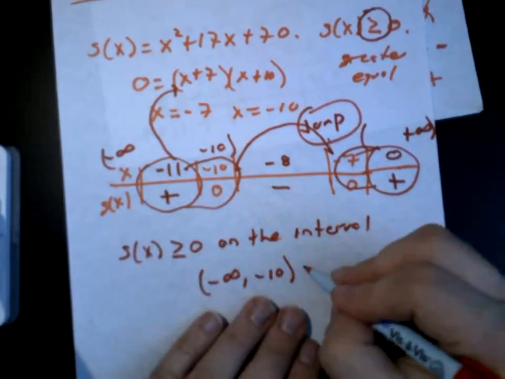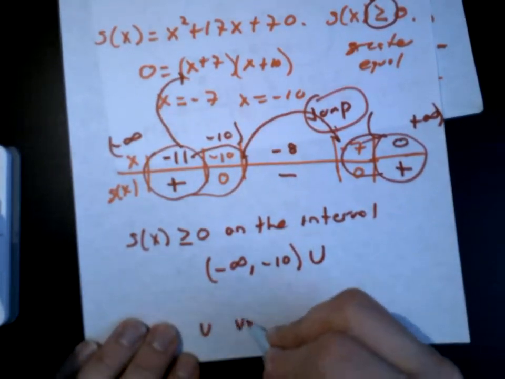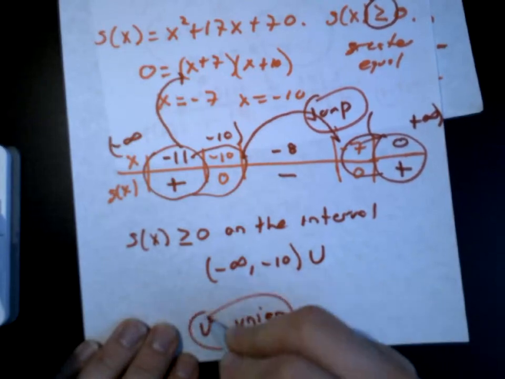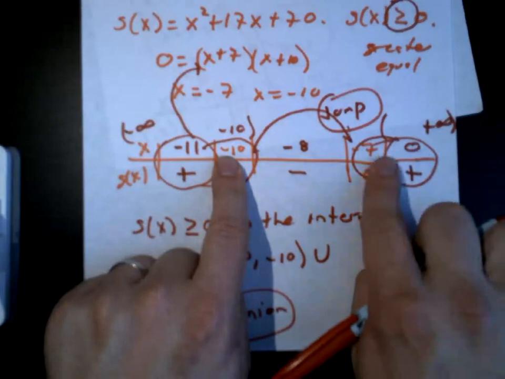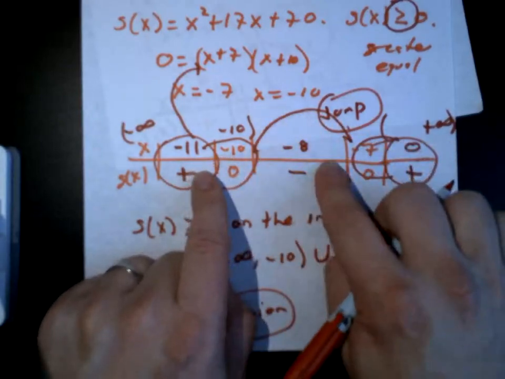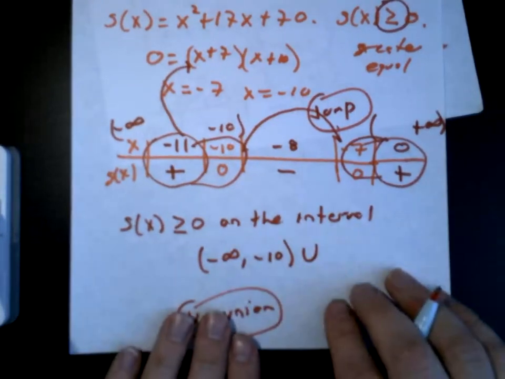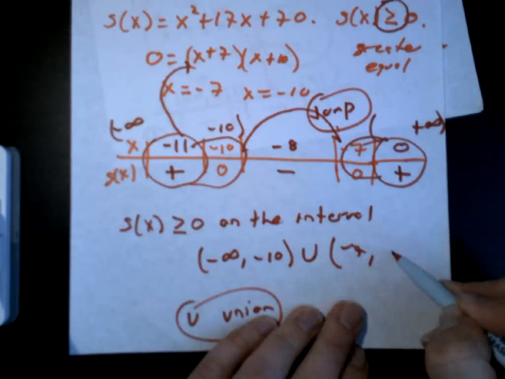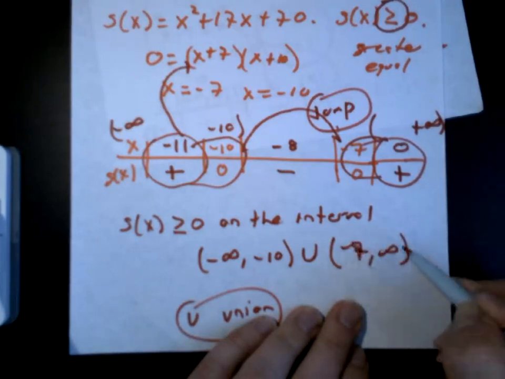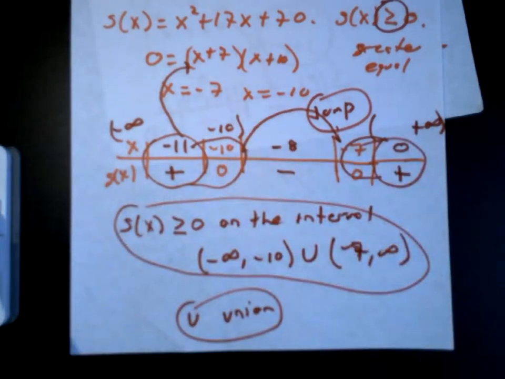So to do that, you're going to put a symbol that looks like a U. Now, this U is for a union. It's like a connection. It connects this piece to this piece without doing this piece. So it's like that jump. It's just a connection. And then the connection is, well, -7 to positive infinity. And that is what they're looking for when you're doing this.